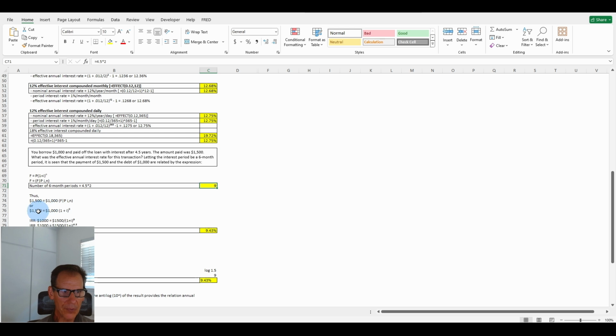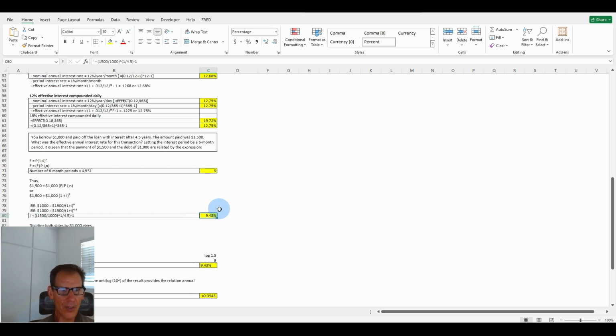Thus, here we have 1,500 equals 1,000 times (1 + i) to the 9th. We're just going to compute this. We're solving for i. You don't have to do the algebra yourself, you can just copy and paste this. You can see the algebra here. We're trying to solve for this i right here. So in order to do that, we have i equal to (1,500 divided by 1,000) to the power of 1 divided by 4.5, minus 1. That's what you have to do in simple algebra. And we have a rate of 9.43%. That's the effective rate.